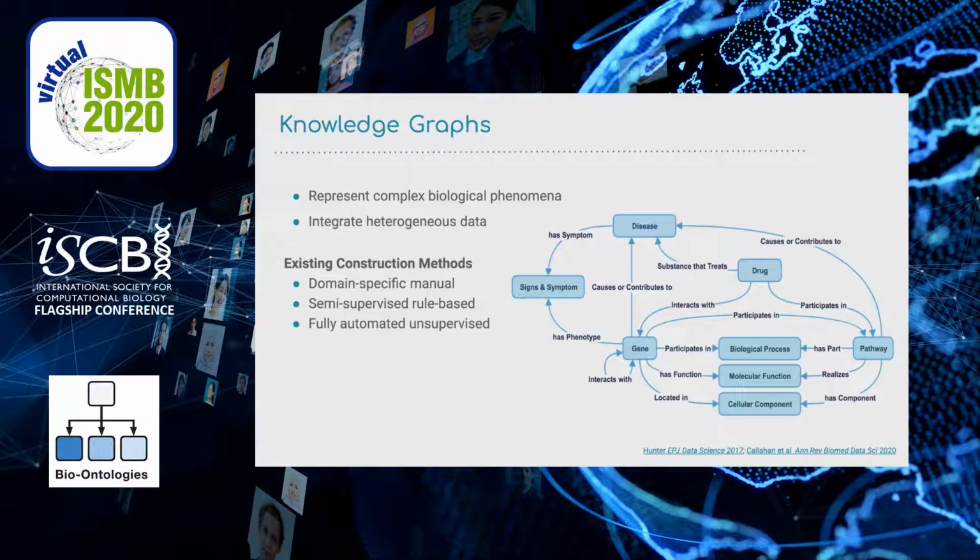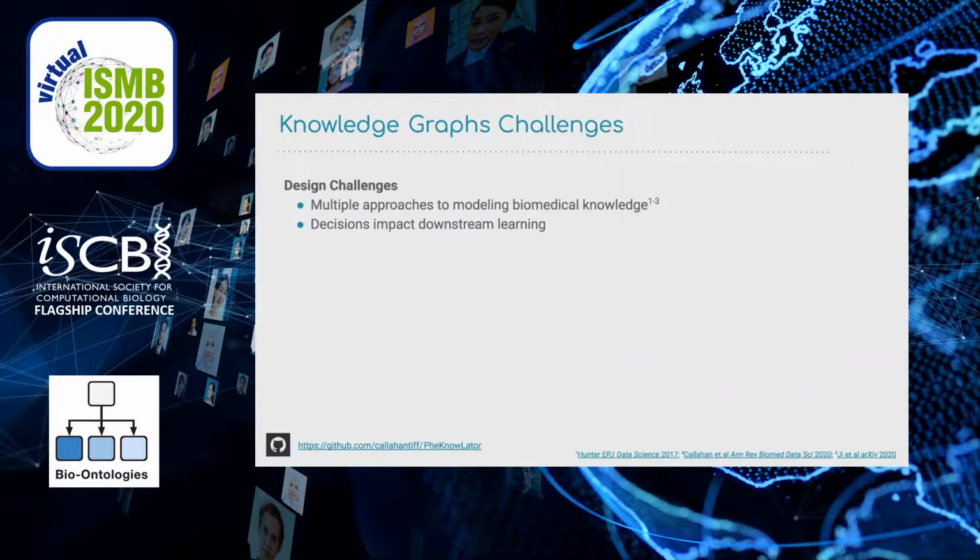Knowledge graphs provide one strategy for connecting biomedical knowledge with clinical data. They are frequently used in biomedical research because they can represent complex biomedical relationships and enable the integration of heterogeneous data. And many knowledge graph construction methods exist and include everything from domain-specific manual to fully automated approaches. But there are many challenges to building and using biomedical knowledge graphs.